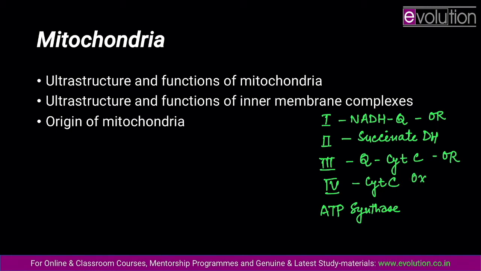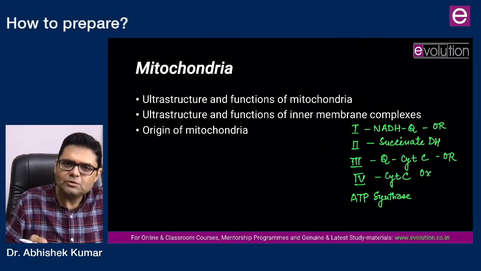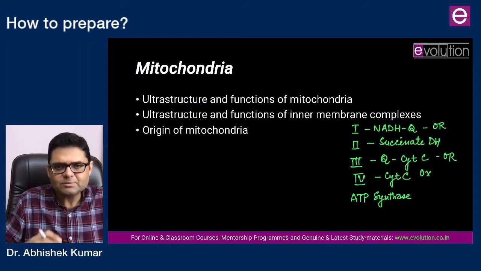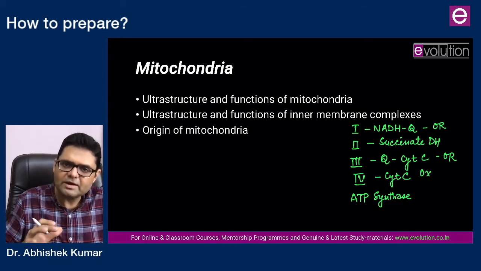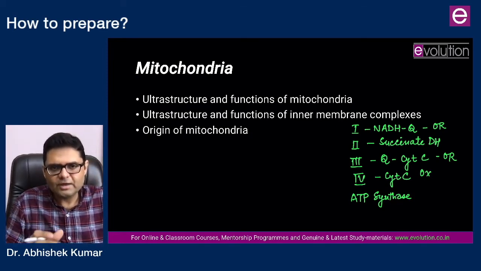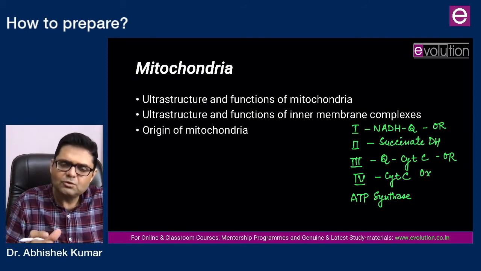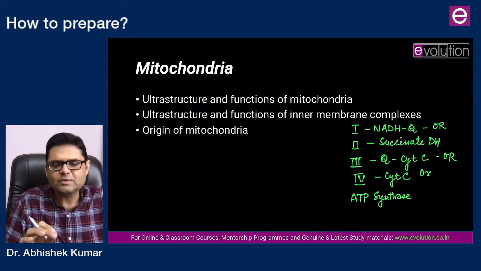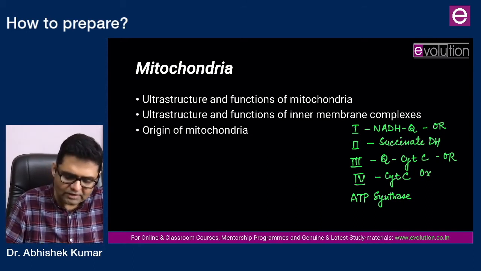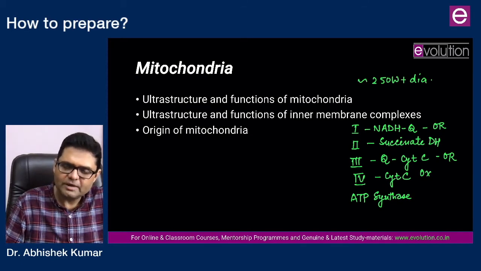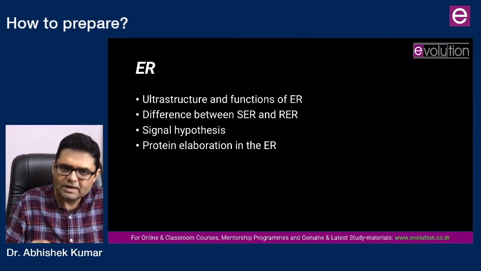Each complex needs to be explained by you, and of course you have to do in detail the ultrastructure of the inner membrane, because functionally this part of mitochondria is extremely important. And similarly, because mitochondria are organelles of endosymbiotic origin, you need to know about the origin and evidence for this origin for mitochondria as well. Once you have handled all of these in approximately 200 words plus diagrams, you are done with this topic as well. Now you will be coming to endoplasmic reticulum.